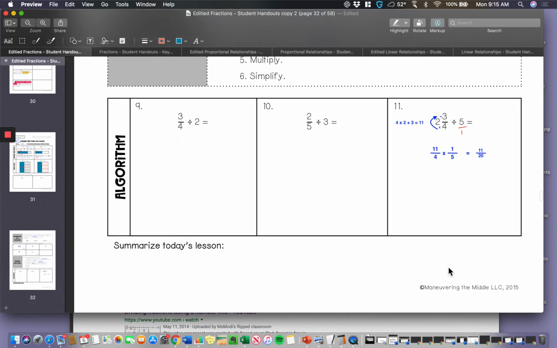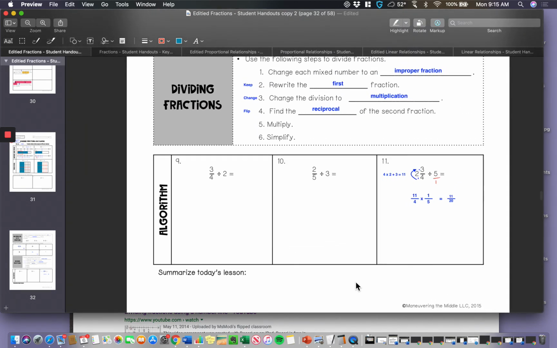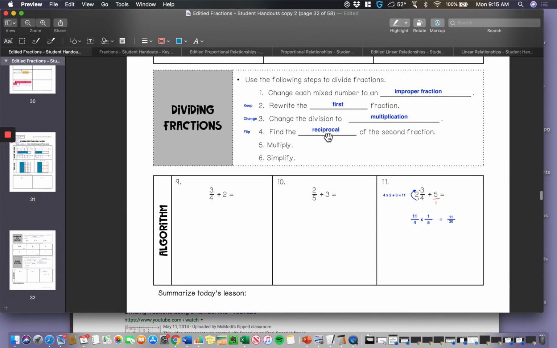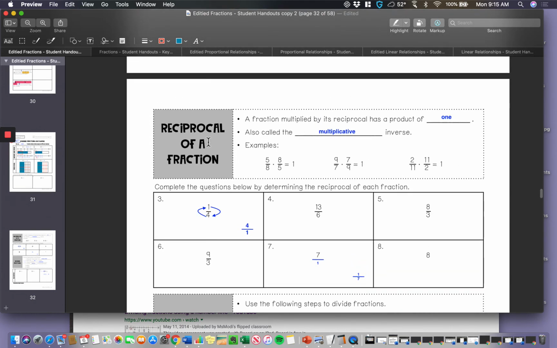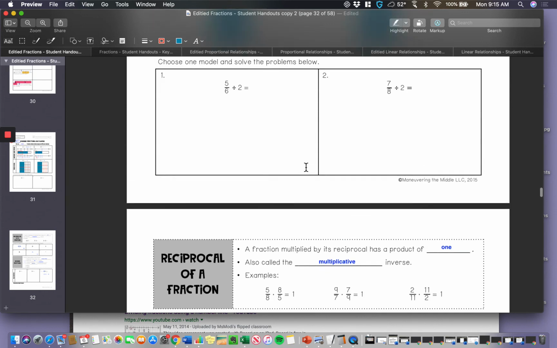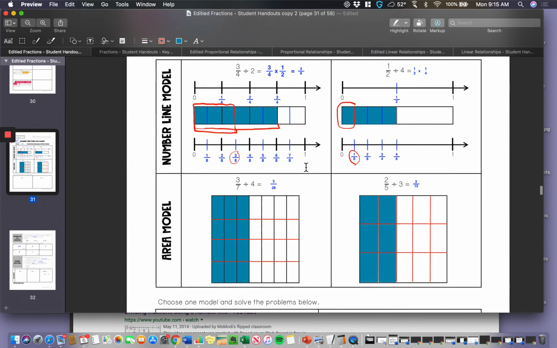When you summarize today's lesson, I always like to take information from the gray boxes here. You can explain the dividing fractions method with keep, change, flip. Maybe you can describe what a reciprocal of a fraction is and its purpose, which would be flipping the fraction and multiplying it to create 1. Or you can explain one of these area models.